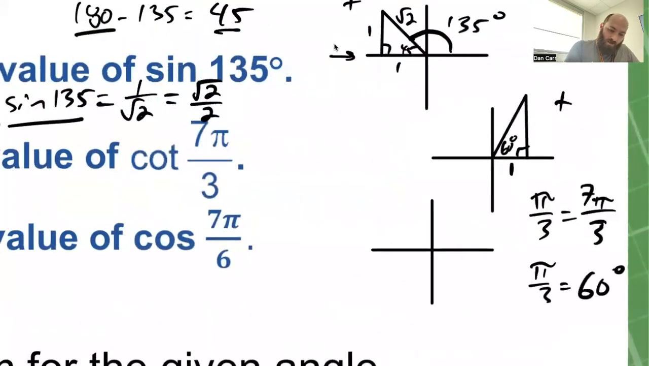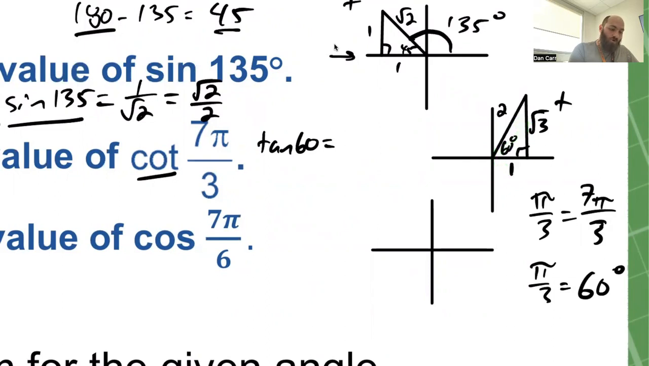So that makes this 1, 2, and root 3 for my reference triangle. Okay, so what we're looking at there is, because it's cotangent of 60, I am going to first figure out the tangent of 60. Well, the tangent of 60 is opposite over adjacent, so it's root 3 over 1.